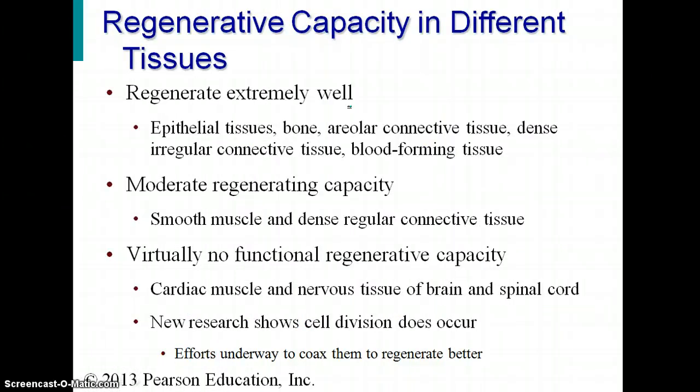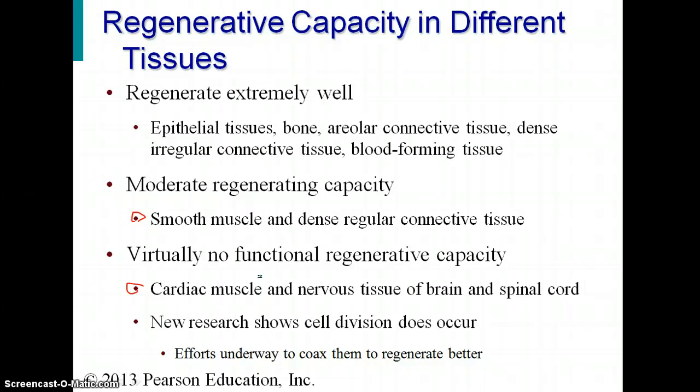All right, so regenerative capacity in different tissues. The tissues that regenerate extremely well are going to be epithelial tissues, bone, areolar connective tissue, dense irregular connective tissue, and blood-forming tissue. Smooth muscle and dense regular connective tissue have moderate regenerating capacity. And then things like your cardiac muscle and nervous tissue of the brain and spinal cord have pretty much no functional regenerative capacity at all.